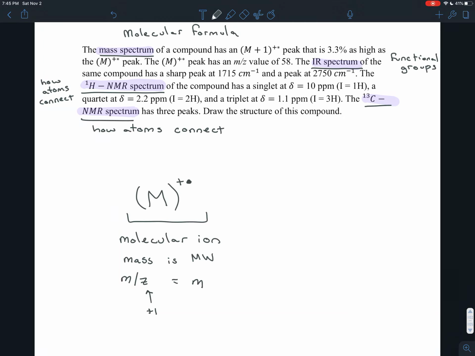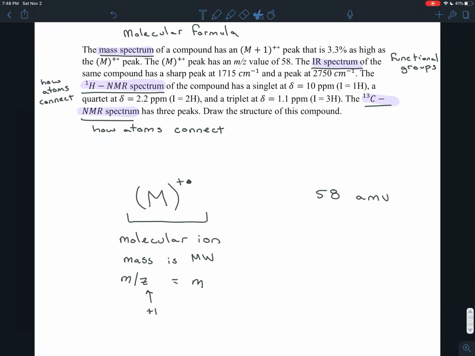Now here they say that the molecular ion peak has an M to Z ratio of 58. So that means that our molecule needs to weigh 58 AMU, 58 atomic mass units. Or if you had one mole of it, that would weigh 58 grams. Okay, that's the first piece of information that we get from that.